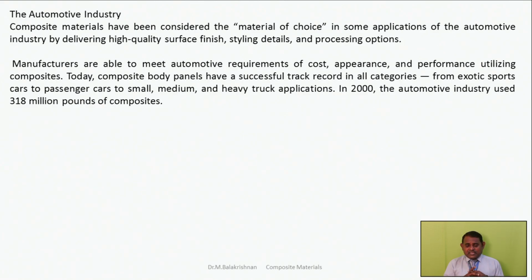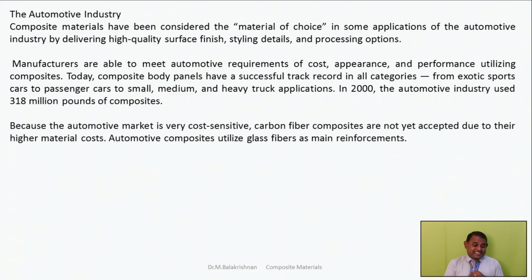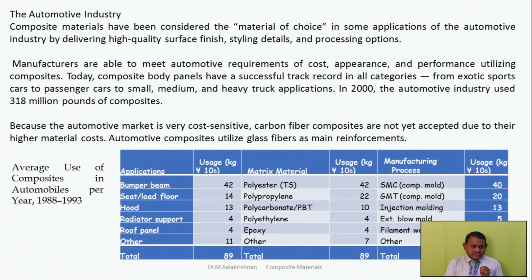In 2000, the automotive industry used 318 million pounds of composite materials. Because the automotive market is very cost sensitive, carbon fiber composites are not yet accepted due to their high material cost, but automotive composites utilize glass fibers as the main reinforcement. Average use of composites in automobiles per year since 1988 and 1993 includes bumper beam, seat, load floor, hood, radiator support, roof panel and other areas.